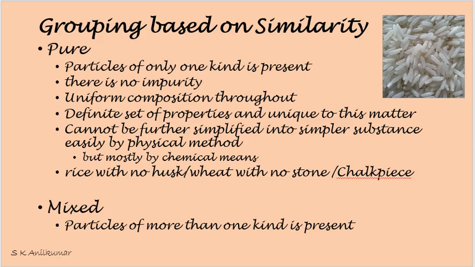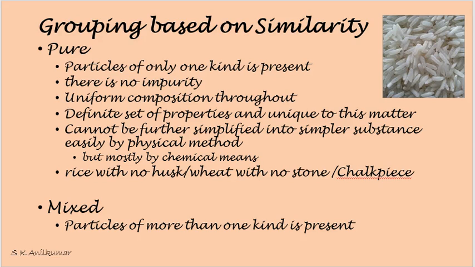This particular substance cannot be further simplified by physical methods, but mostly by chemical means it is possible to make it simpler. Rice with no husk, or wheat with no stone or chalk piece, can be called a pure substance. Why do we call rice a pure substance? Maybe because there are no stones, no husk, no impurity, so it is pure if it is only rice. Now why can it not be further simplified? Rice cannot be simplified by simpler physical methods. It can be simplified by chemical means.